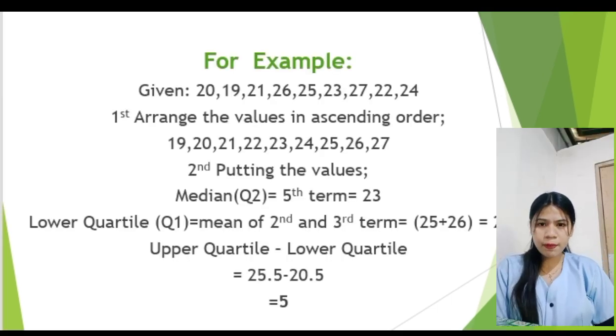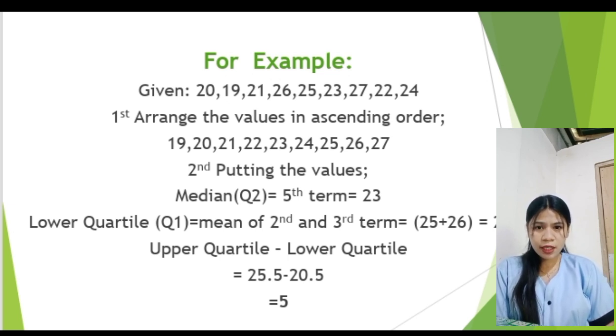For example, the given data are 20, 19, 21, 26, 25, 23, 27, 22, and 24. First, arrange the values in ascending order: 19, 20, 21, 22, 23, 24, 25, 26, 27. Second is putting in the values. The median is the fifth term, so the fifth term is 23.